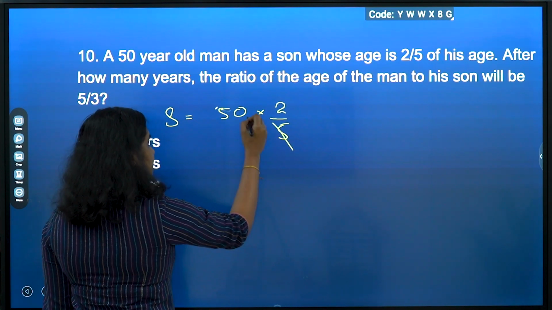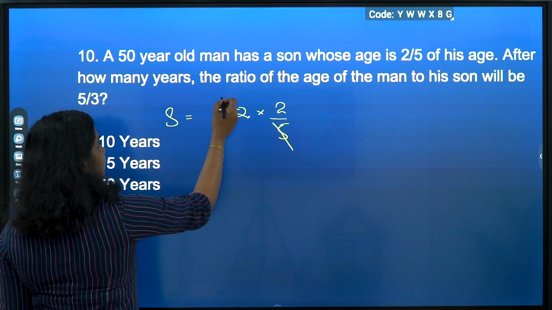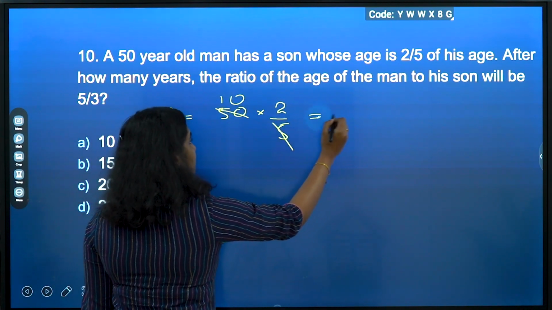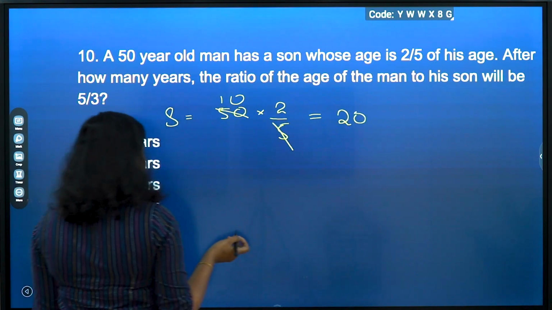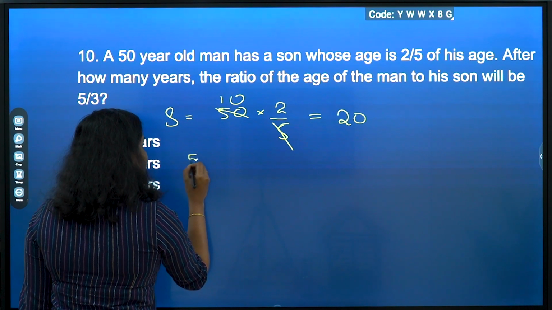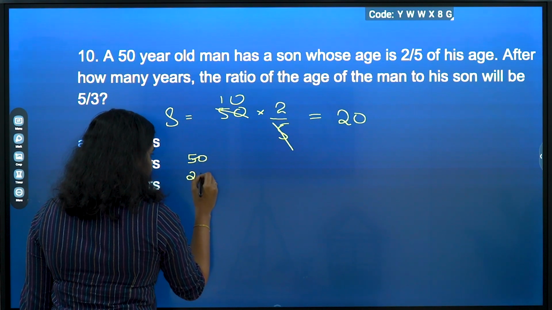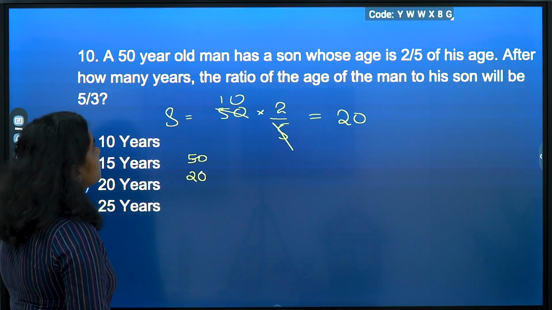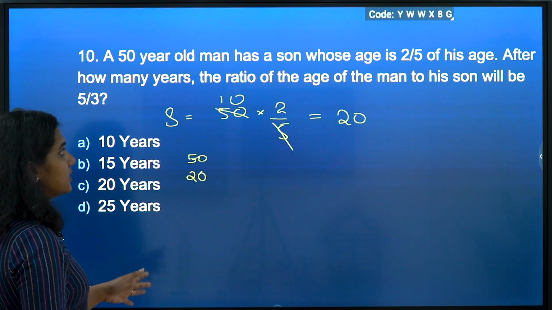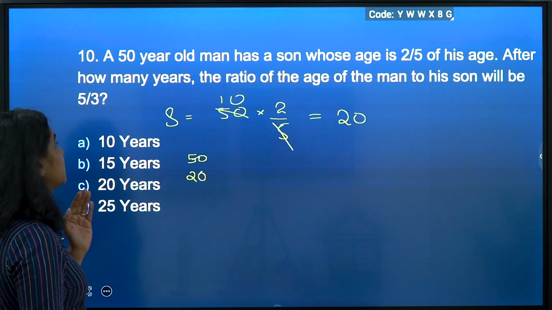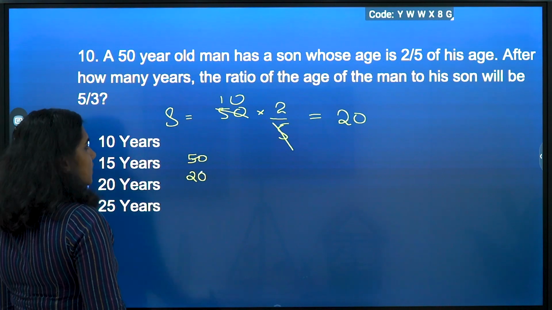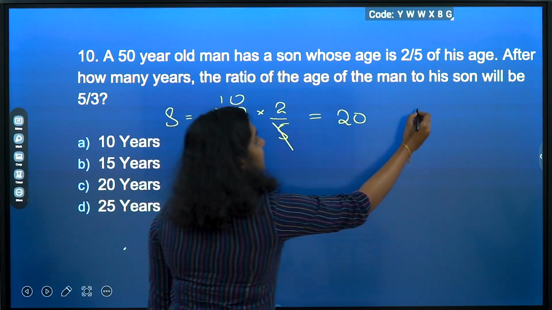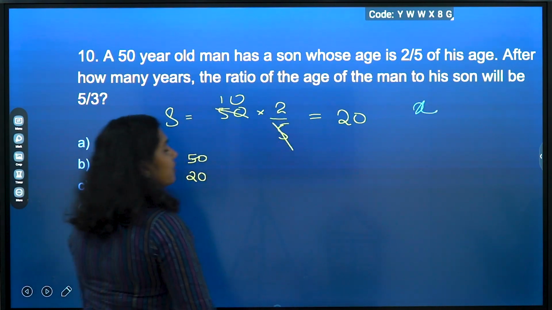So, you can cancel this. So, this will be 10. So, the age of son will be 20. So, the age of man is 50 and the age of son is 20. Right? So, the question is, after how many years the ratio of the age of the man to his son will be 5 by 3. So, let us say the number of years is x.